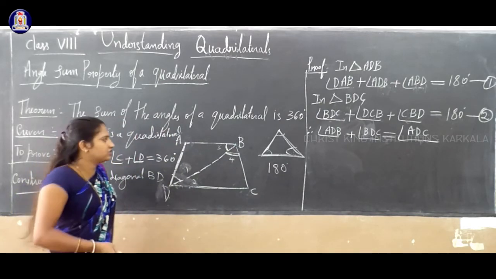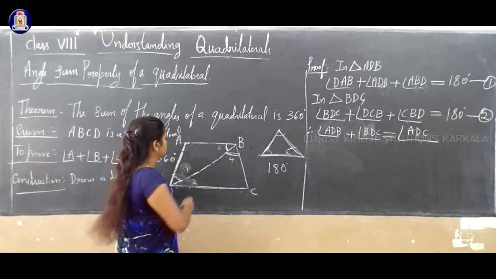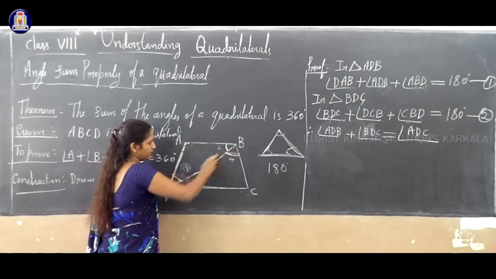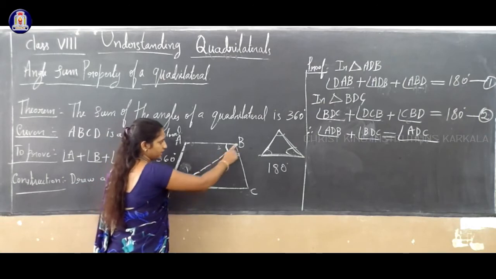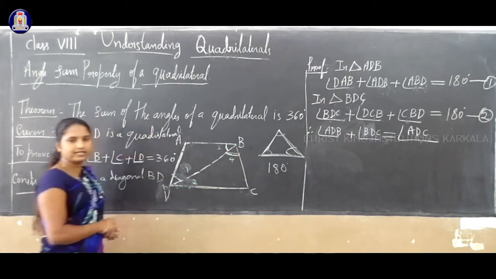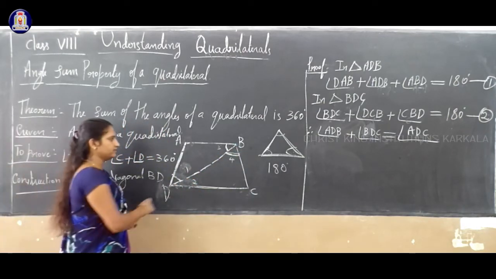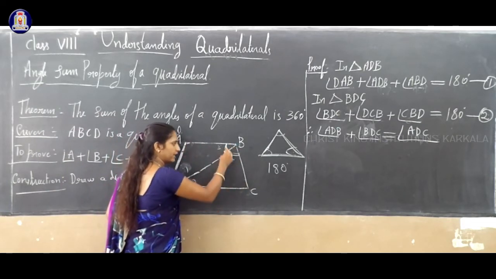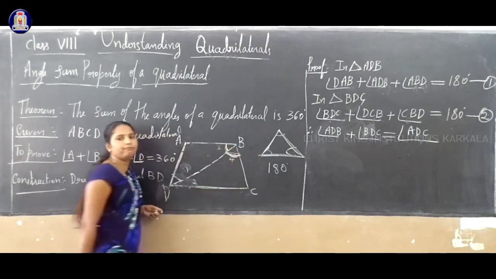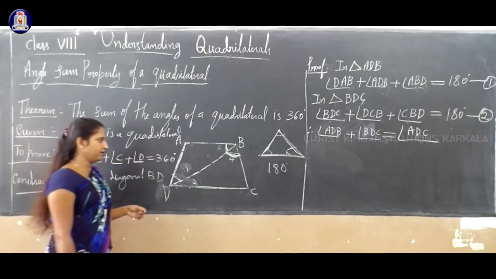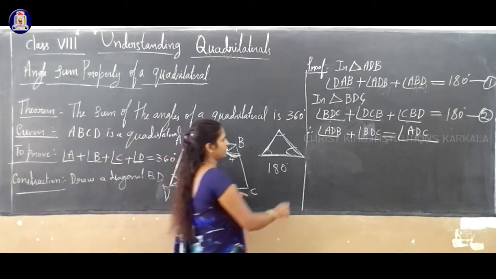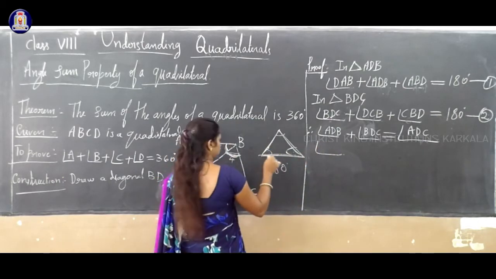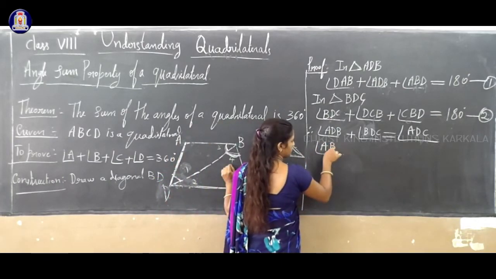See here, angle 3 and angle 4. Angle ABD plus angle DBC. If we add angle 3 and angle 4, we get ABC. This full angle we get, that is angle B. So how to write this? You can write like this. Say ABD. See the figure.